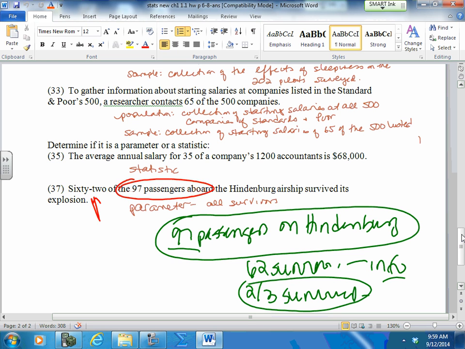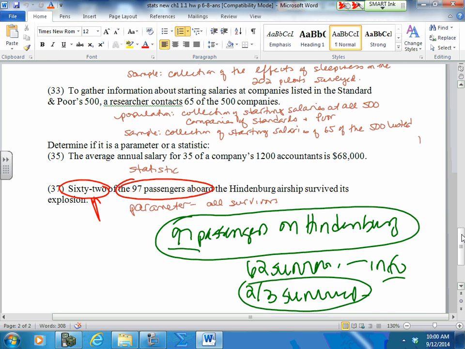Why is it 35? 35 says the annual salary for 35 of a company's 1,200 accountants. So they only took 35 people out of 1,200. This is your sample that they found. They only sampled 35 and found their average. They didn't take 62 of the 97.